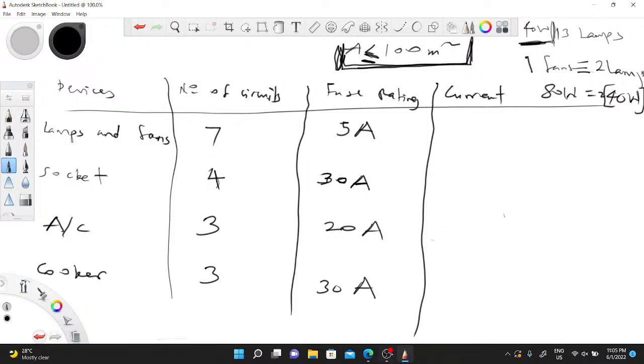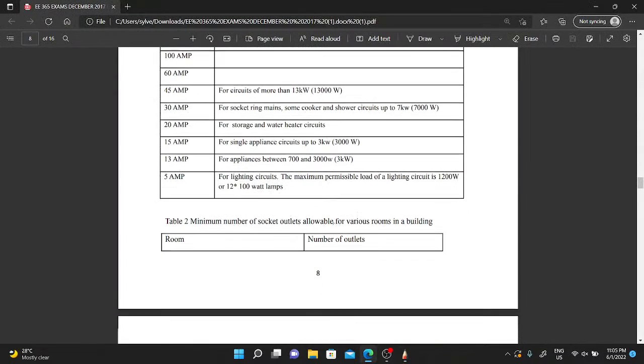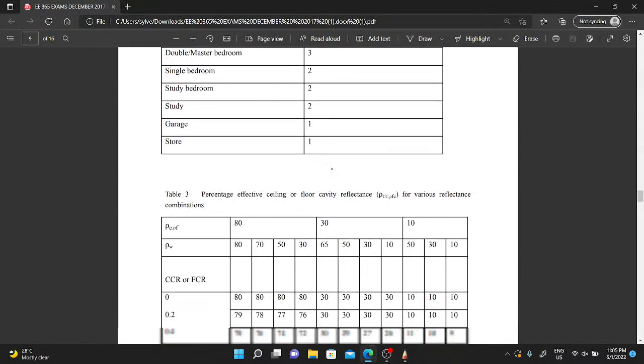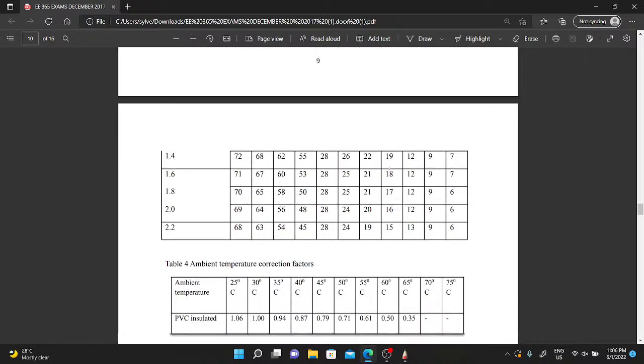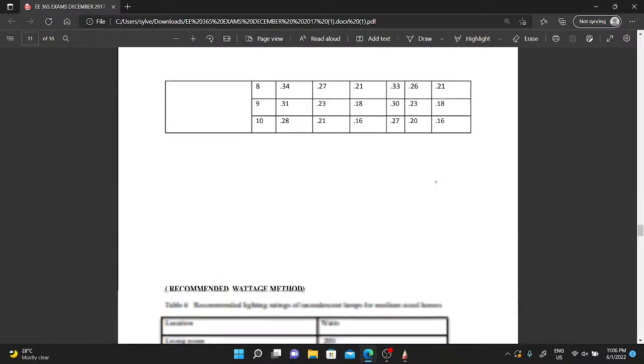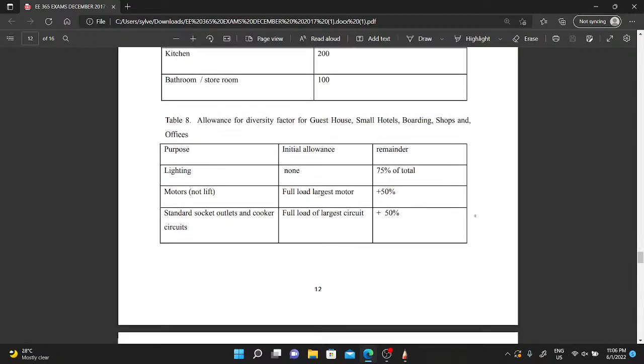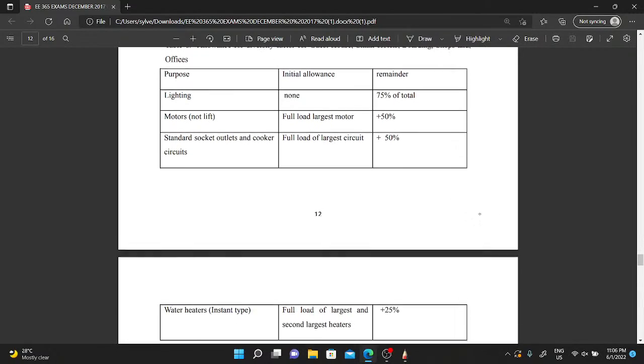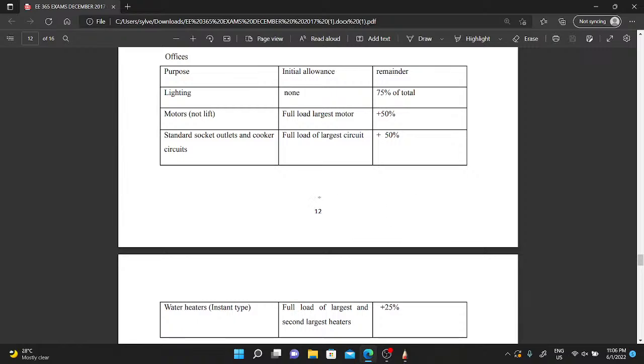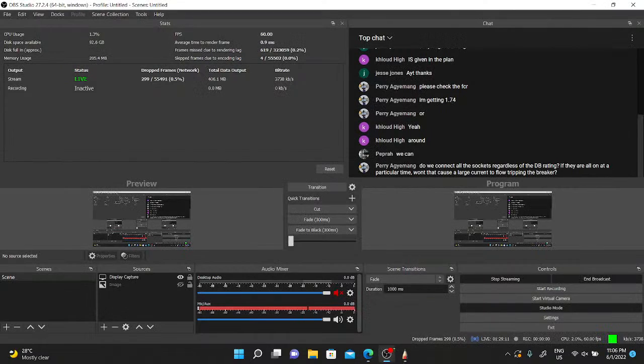So let's go to the table. I'm now scrolling down to table 8. This is how you use the diversity factor table, and there is a question in the objectives that even requires us to use it, so you can understand it here. Any questions so far?